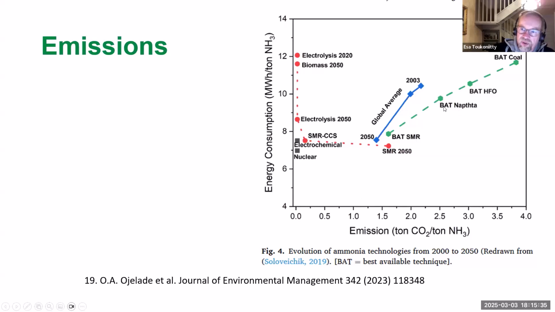Basically here are, for example, the different raw materials. If coal is used in the ammonia process, then it has more or less the highest emissions per ton of product being produced, and the difference is quite huge if you come to the lower side. So you'll see here electrolysis or biomass, electrochemical, nuclear-based solutions for making ammonia.